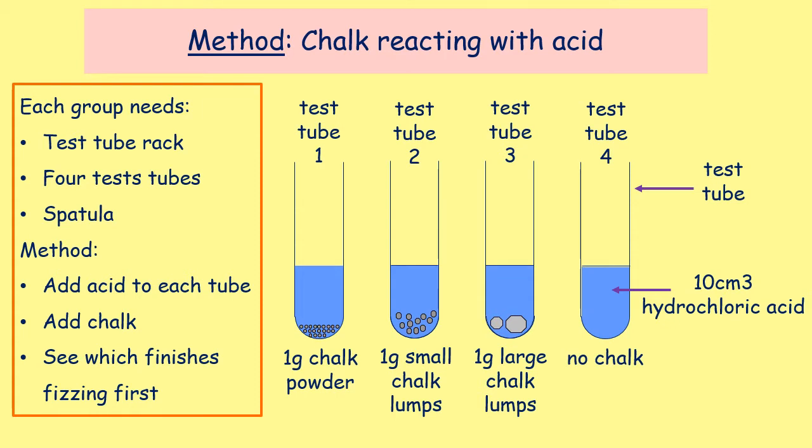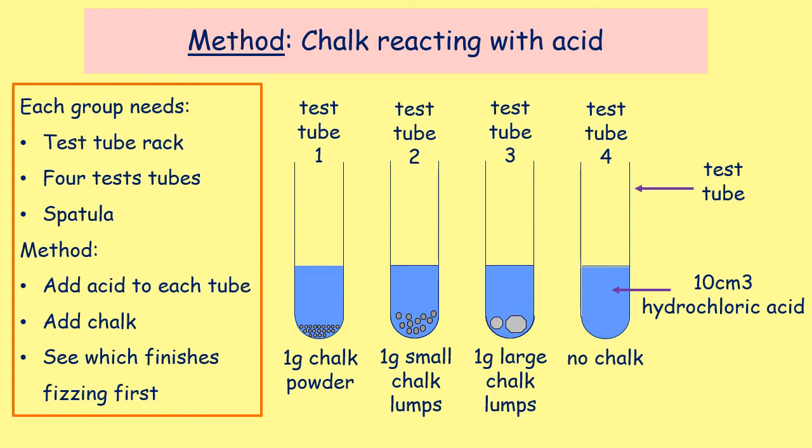As you can see in this experiment, we've done 3 experiments that have chalk inside them, and then we have another test tube with no chalk inside it. That's called a control experiment, and I'd like you to think of reasons why we might want to do an experiment without chalk in it, why we would do a control experiment.